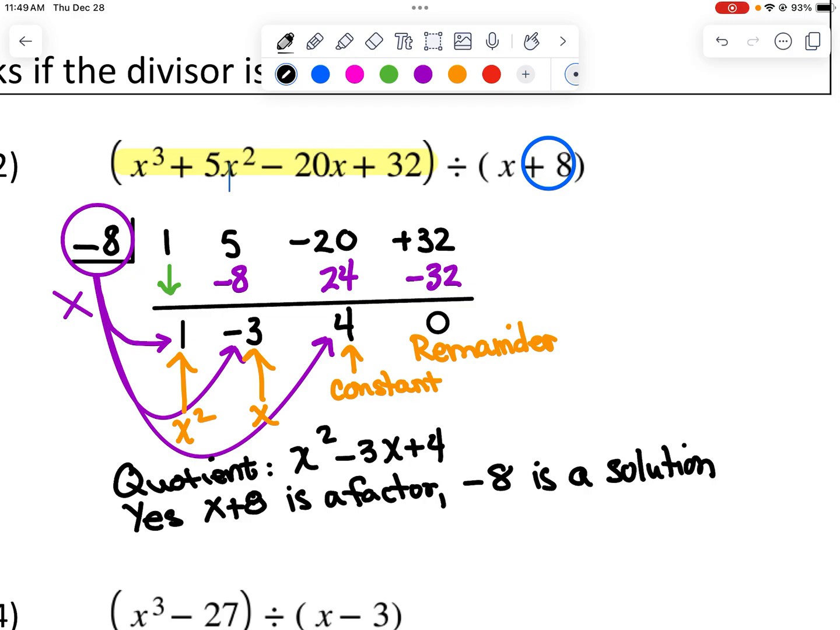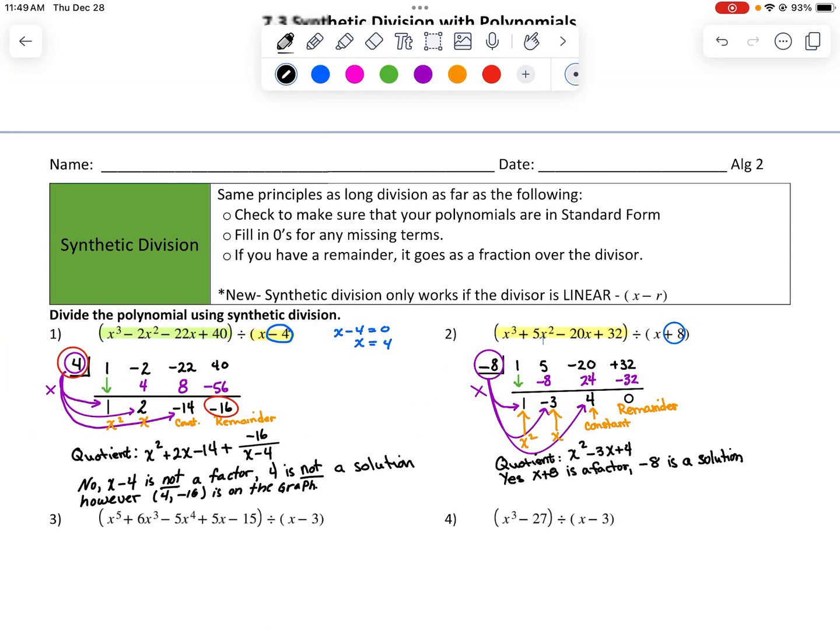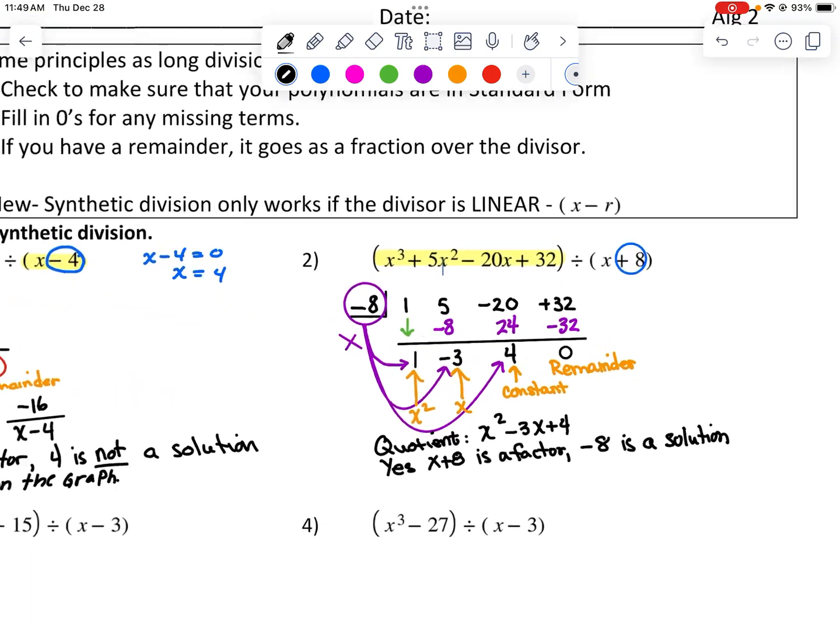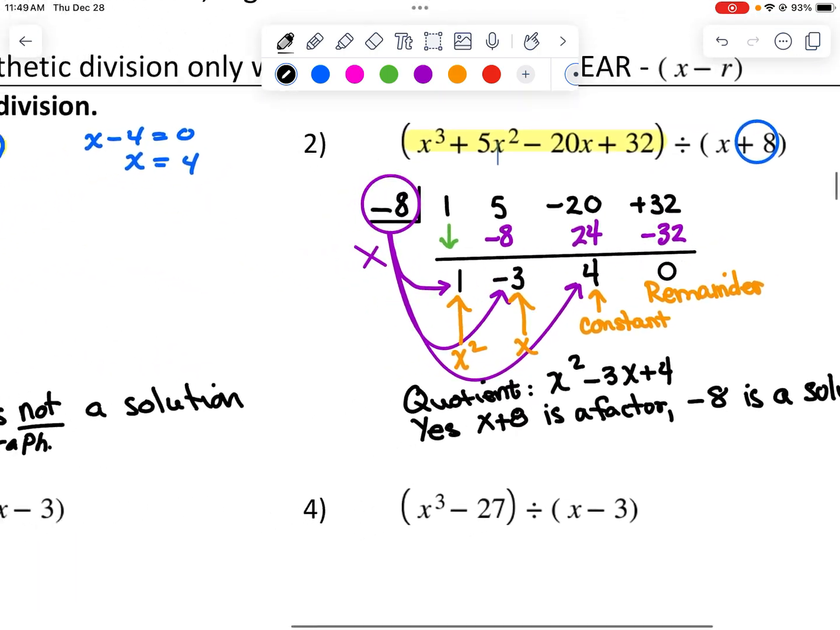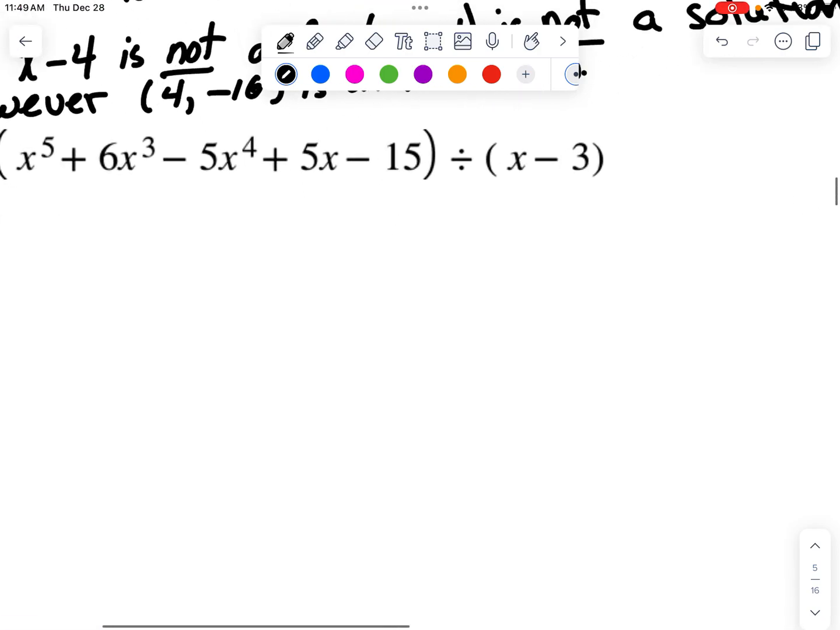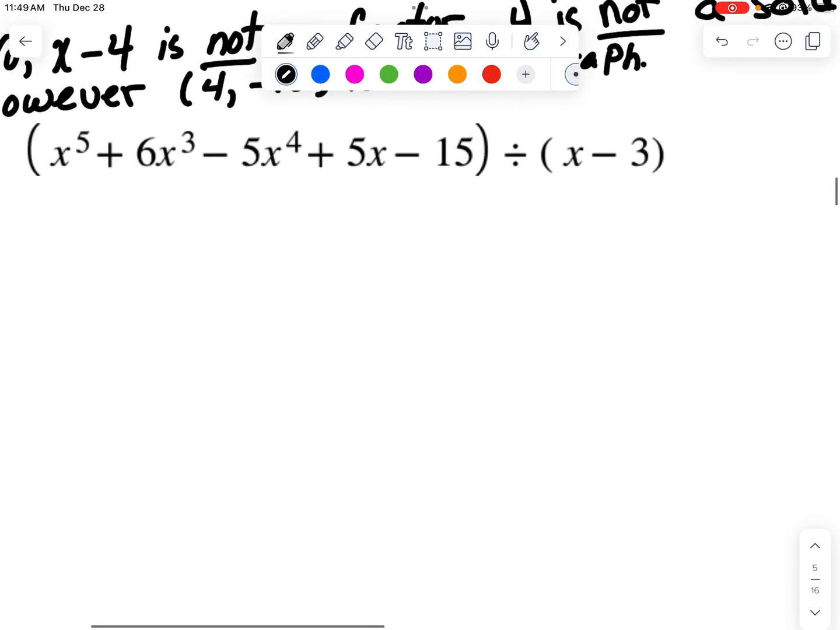All right. Does it say to divide? Divide the polynomial using synthetic division. So yep, that's all we're doing today. There's more to this, but that must be what's coming up next. All right.